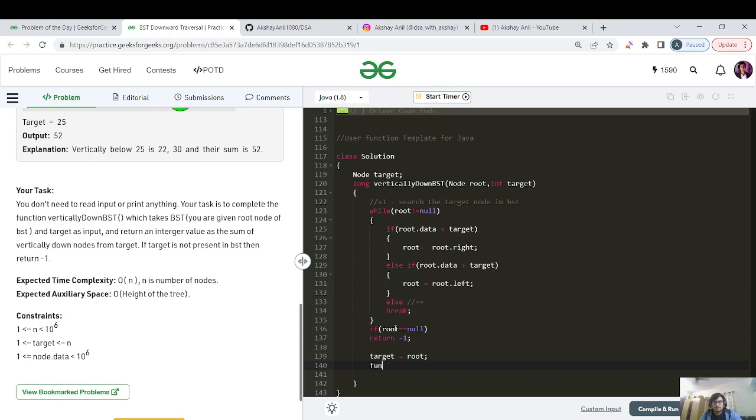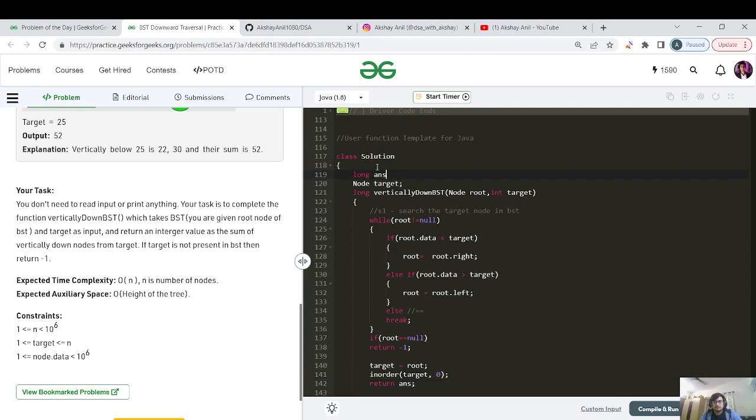Let's move to an in-order traversal, since we are following an in-order convention. So I'll call inorder and pass the node as the target, and it will start with the direction of 0. That is it, and I will return answer. And answer I'll also make a global variable: long answer = 0, let's say.